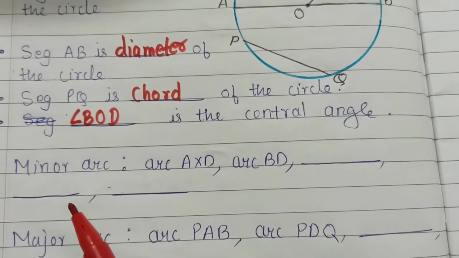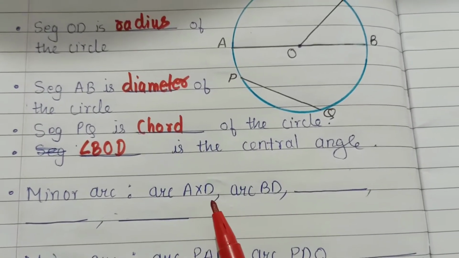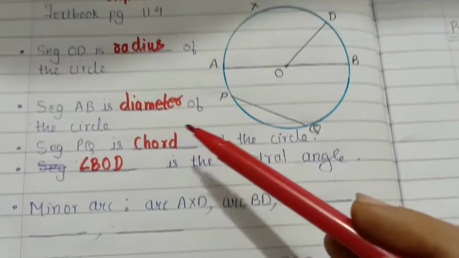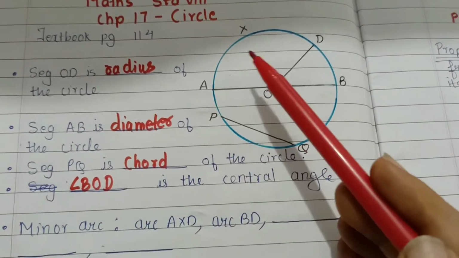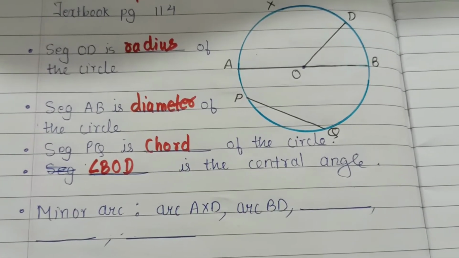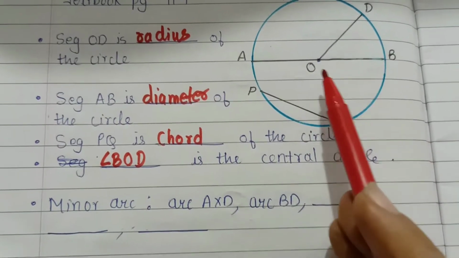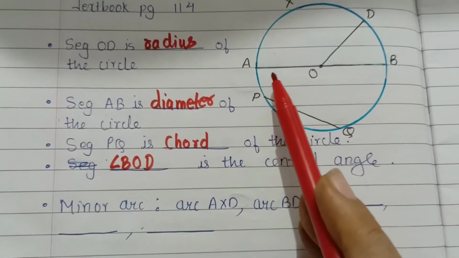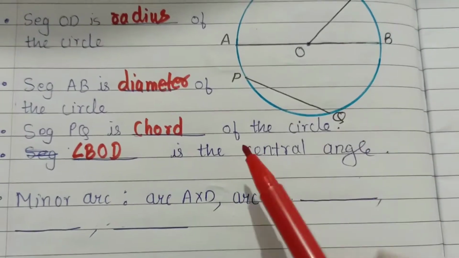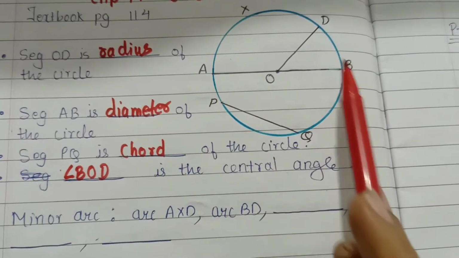So let us continue with the minor arc. Over here already two examples are given related to minor arc. That is arc AXD is already given. Now what is a minor arc? Minor arc means it is less than 180 degree. That means less than a semicircle, which is half of the circle. So it should always be less than this, that means less than 180 degree. So arc AXD is already given. Arc BD is already given.